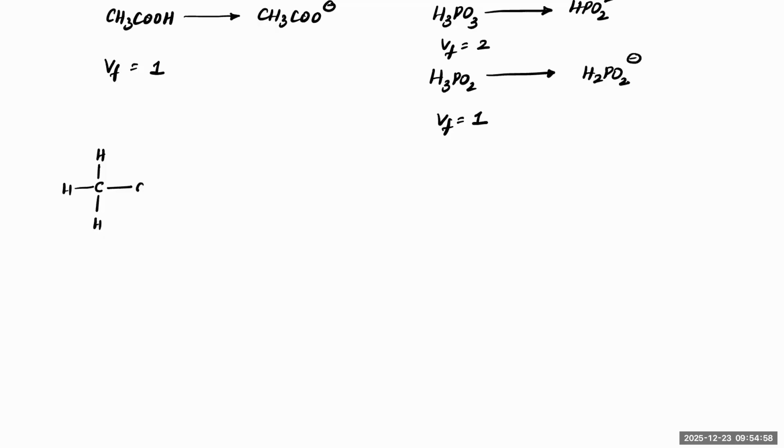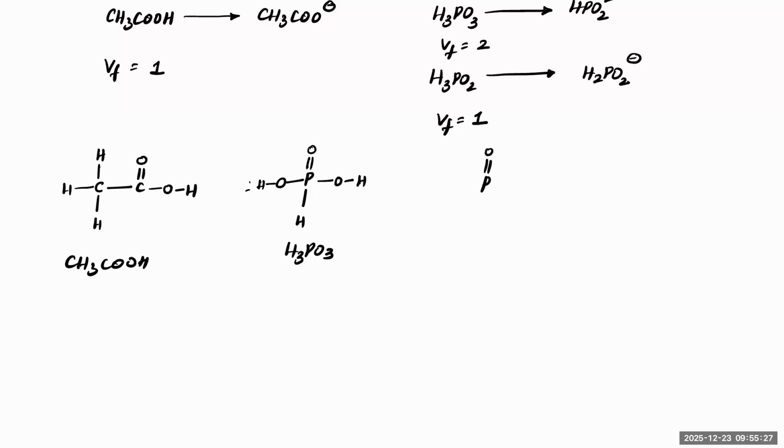CH3C double bond OOH. This is the structure of acetic acid. While if you notice P double bond O, O and H, O and H, and this is directly connected to H. This is about H3PO3. This is about CH3COOH. And likewise, P double bond O, OH, H and H. This is about H3PO2.